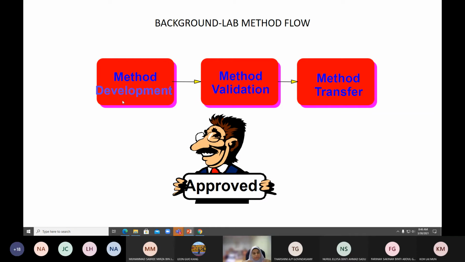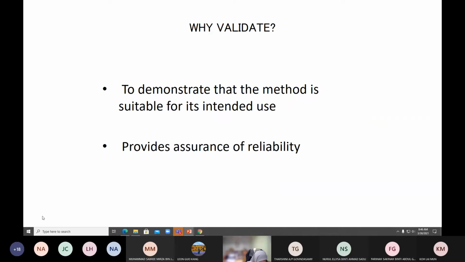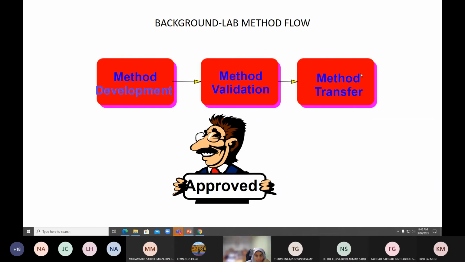So Siti Khalijah just now developed the method, and she already validated the method. So what is a validation? I will share later on. So she already validated the method, but if she wants to transfer the method from UM to USM, you cannot simply transfer. You must validate first, revalidation.